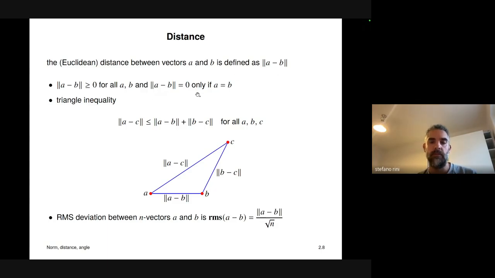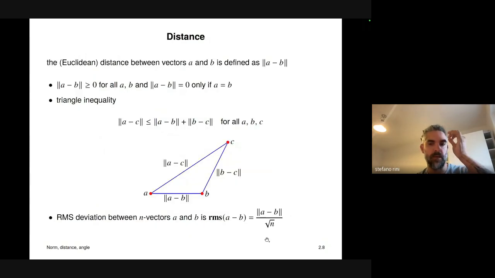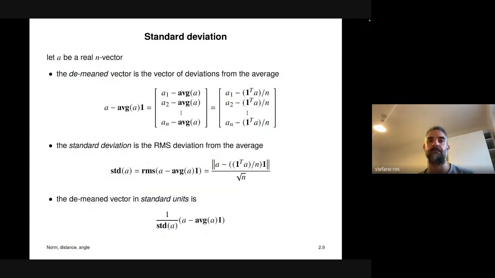If you want to define a distance in a more general way, you would have to say that the distance is always positive, and the distance is equal to 0 only if the difference vector is equal to 0, and the distance has to satisfy a triangle inequality. Okay, so this is, again, familiar to you guys. And notice that the RMS deviation between two vectors will be the norm of the difference vector, so the distance between the two vectors, divided by the square root of the dimension, so that it's a dimension-free measure, meaning that it is normalized by the dimension.